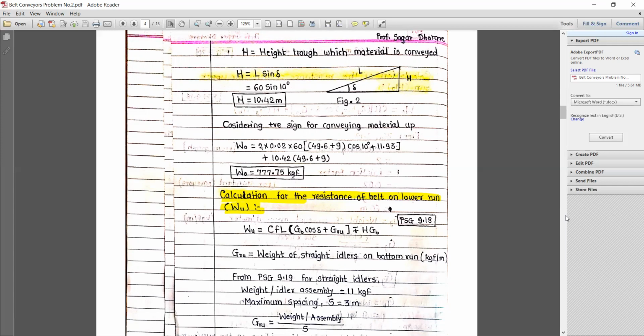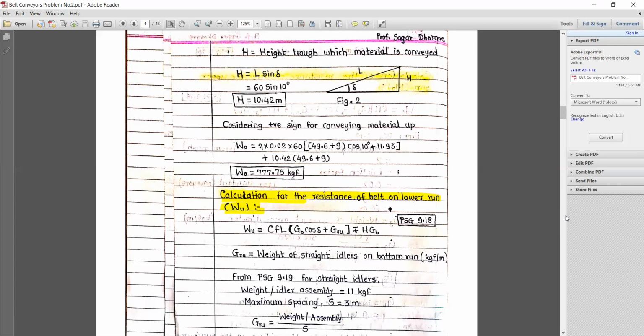Referring to page number 9.18, the equation is given. WU is equal to C F L GB cos of delta plus GRU plus or minus H into GB. Now here the C F L values are known to us. GRU, that is the weight of straight idler on the bottom run.